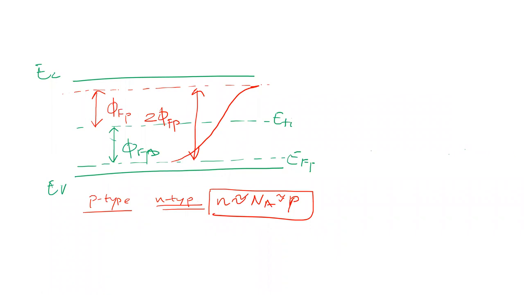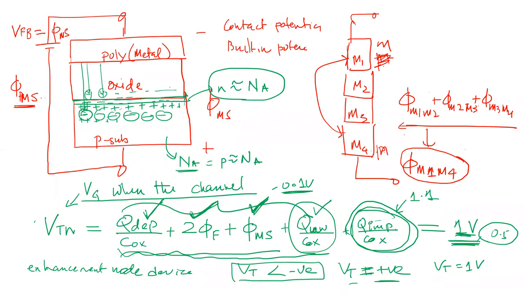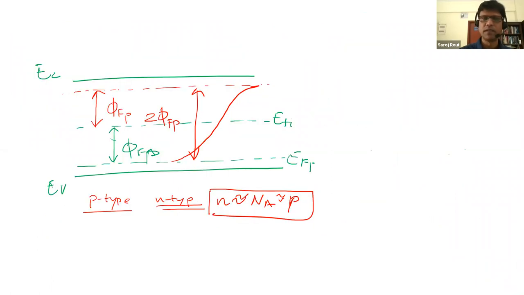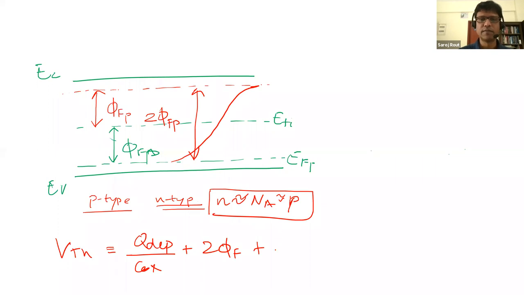Okay. So just to quickly summarize, if I write the VT equation again, VTN is equal to Q depletion over COX plus 2 phi F plus the contact potential, forget the impurities for now, and the implant, how much Q is implanted over COX. Okay, so that's it.